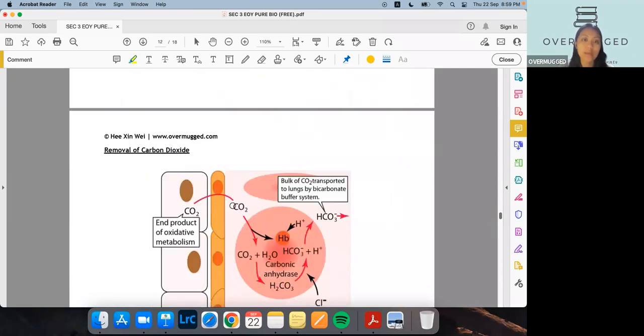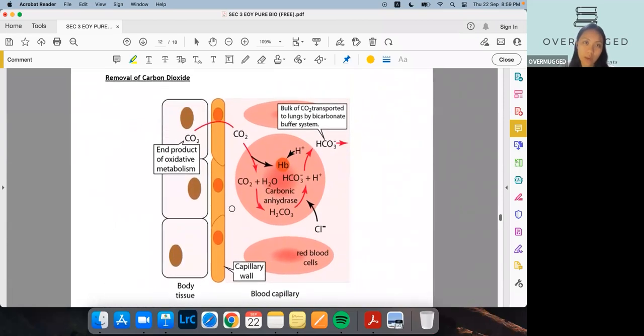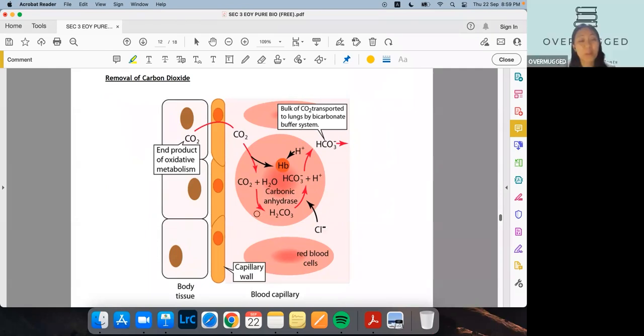And another gas, of course, is carbon dioxide. I would say the removal of carbon dioxide part is a lot more complicated. When I was a student, I found this part just harder to remember, but you need to memorize. But once memorized, it's fine.